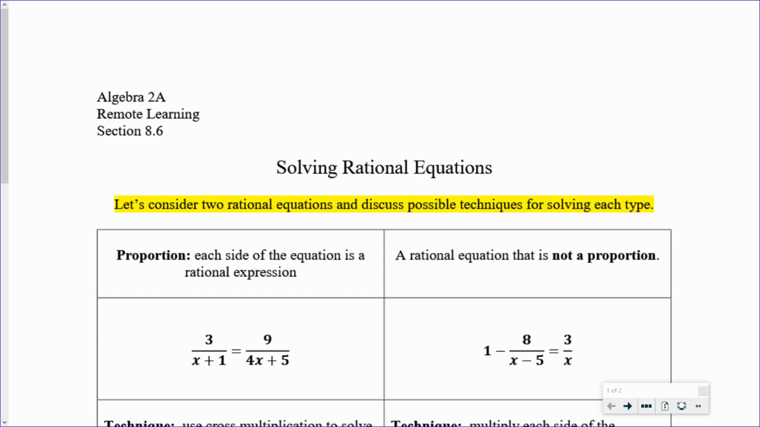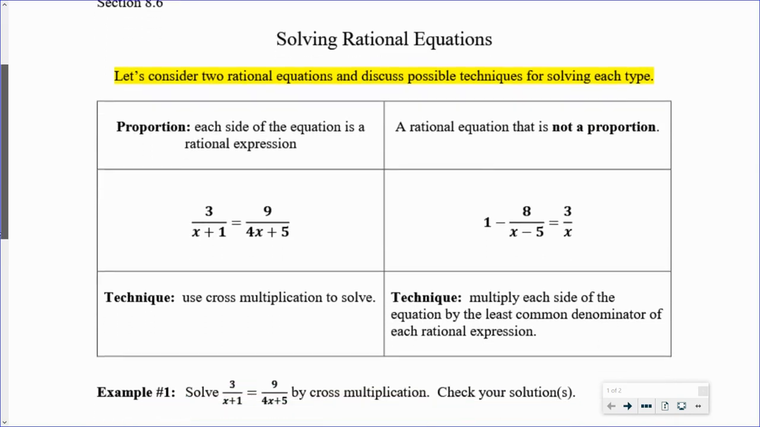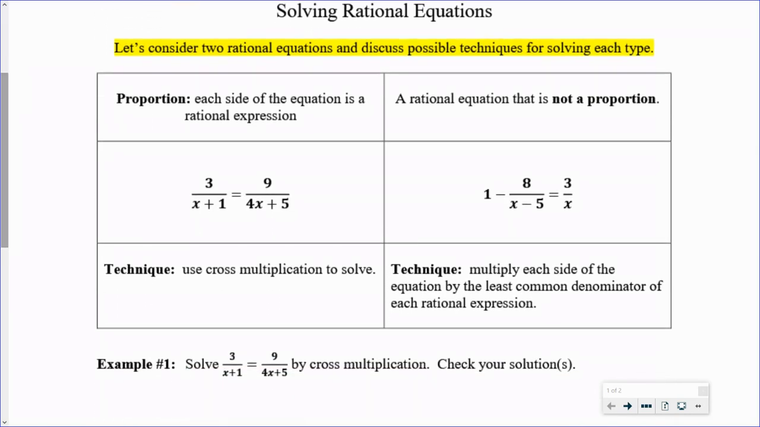We will study two different techniques that we can apply depending upon the situation that we encounter when we're solving. So let's consider two rational equations and discuss possible techniques for solving each type. Let's look at the first one. The first one that we might encounter is a proportion. In a proportion, each side of the equation is a rational expression.